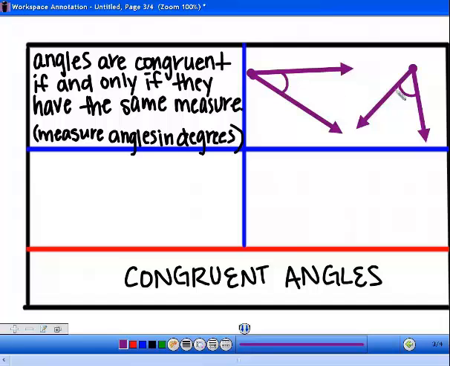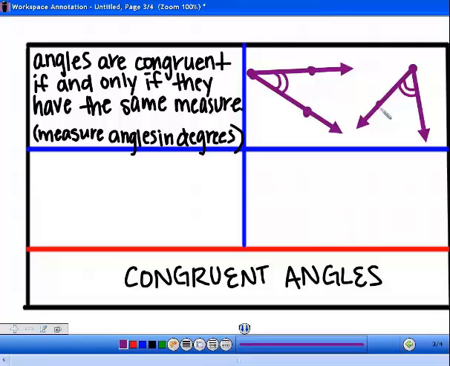And there's a couple of ways we can mark it. We can mark with these arcs, and if they have the same number of arcs, they're congruent. That's how we label them congruent. Okay, you could use 2 marks. As long as they match, they are congruent.